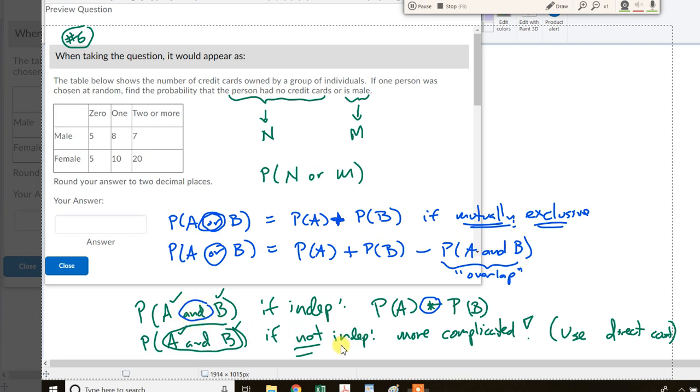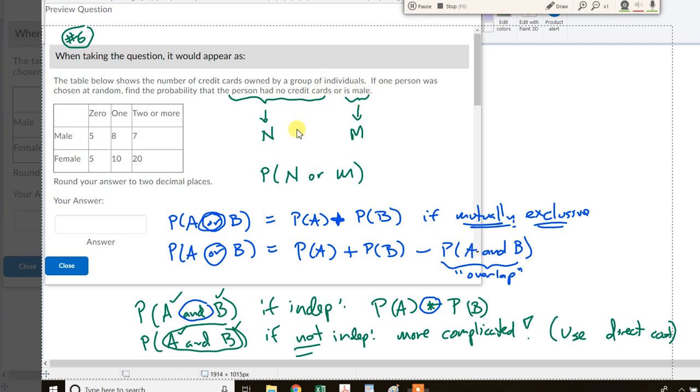If they're not independent, it's a little more complicated, and at this point, we're just going to use a direct count of all the A's and B's together to get the and, but there are some other methods we could use later on. Okay? Now, how do we solve this problem here? Can we assume that these two events, no credit cards and male, are mutually exclusive? Well, think about it like this. If you're male, does that mean you cannot have any credit cards? Or does that mean you have to have credit cards? Does being male exclude something about the credit cards? No. Okay? So they're not mutually exclusive.